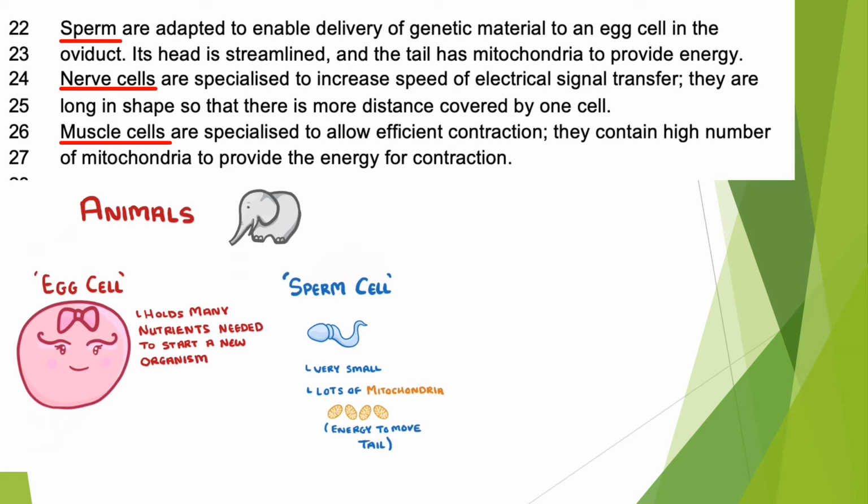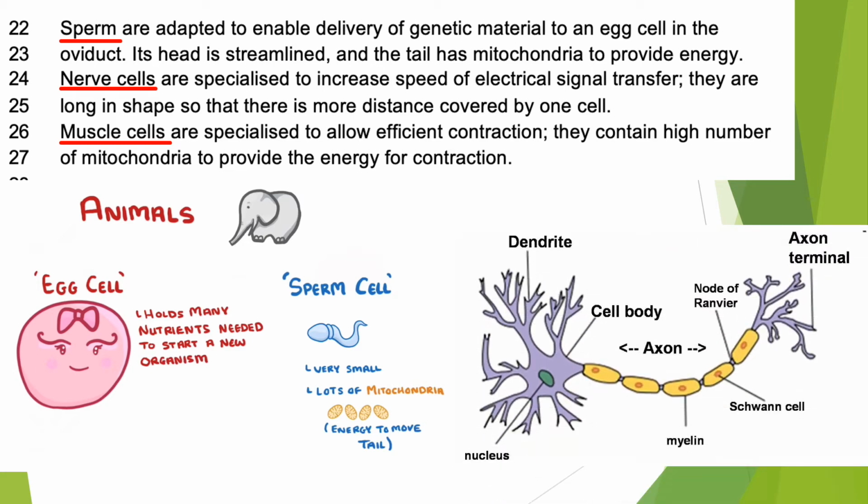So yeah. All right, nerve cells. You may or may not know quite a bit about them, but I find them really fascinating. Nerve cells are specialized to increase speed of electrical signal transfer. They are long in shape so that there's more distance covered by one cell. So I'm going to show you an image of a typical nerve cell, and it looks something like this.